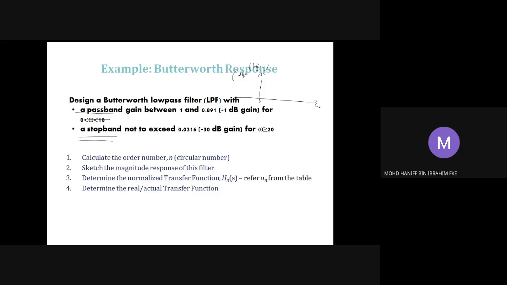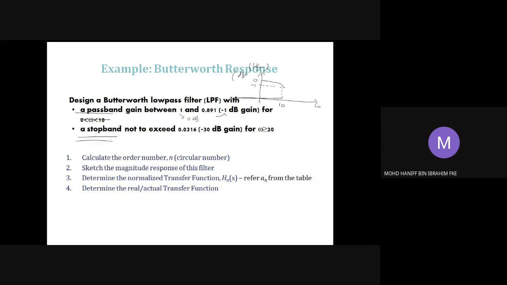That should be the passband gain because we are referring to a low pass filter. So this is 0 dB. The passband gain of 1 in linear scale is 0 dB, and 0.891 in linear scale will be negative 1 dB in dB. And it is from 0 to 10, so it means that the passband is between 0 and 10 radian per second. That should be the passband region.